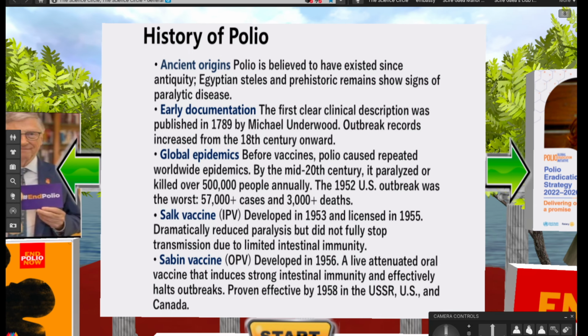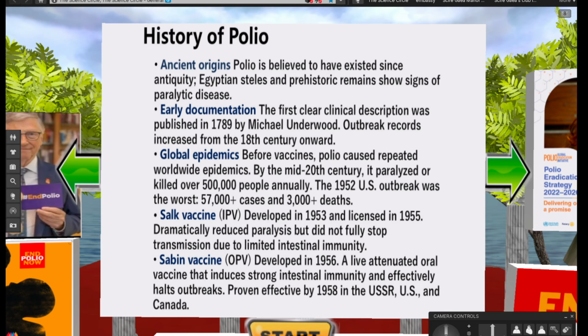However, while IPV effectively prevented paralysis, it did not sufficiently reduce intestinal viral replication, making it difficult to completely halt transmission. Almost simultaneously, in 1956, Dr. Albert Sabin developed the oral poliovirus vaccine, OPV, a live attenuated vaccine capable of inducing strong intestinal immunity. This made OPV particularly effective at stopping outbreaks. By 1958, its effectiveness had been demonstrated in the Soviet Union, the United States, and Canada.